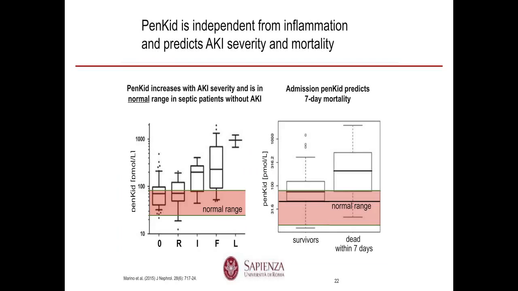In the left panel, you can see that PENK kit increases with AKI severity, but is in the normal range, 0 and R for risk, in septic patients without AKI. Now that is because PENK kit is independent from inflammation. You cannot say this for some of the other biomarkers, NGAL, KIM-1, all responsive to inflammation, which can make it difficult to interpret in the septic state. And then on the right side, you can see that admission level of PENK kit can predict 7-day mortality in these patients admitted with sepsis.